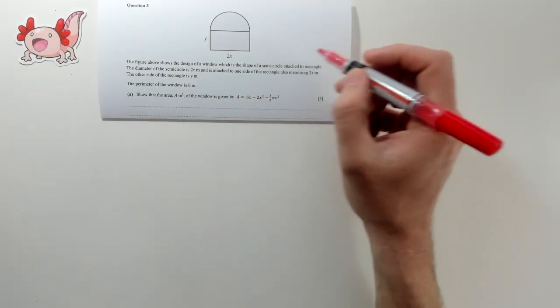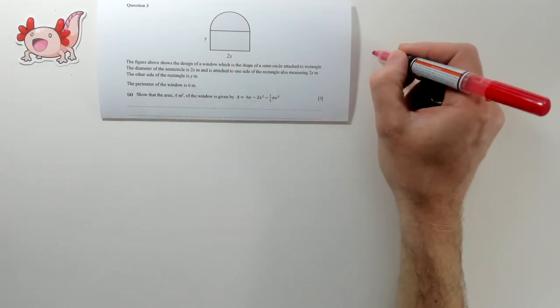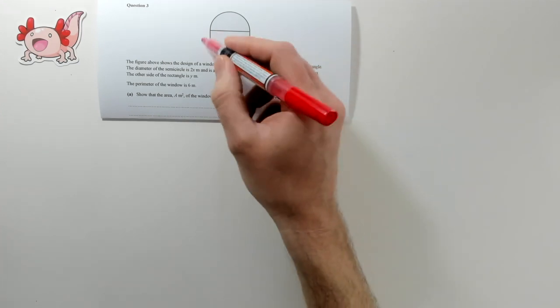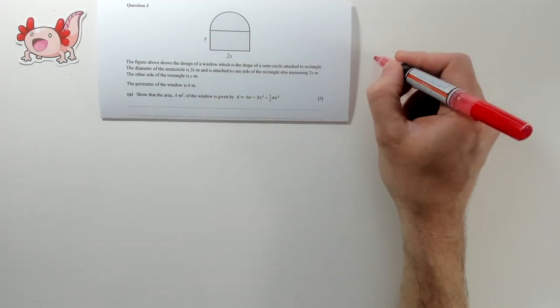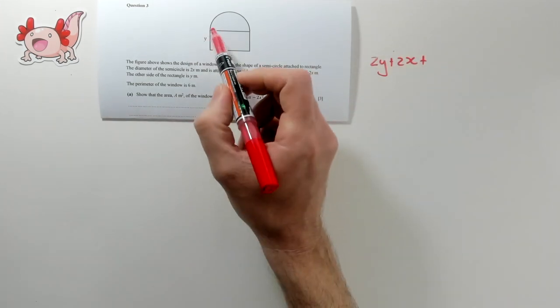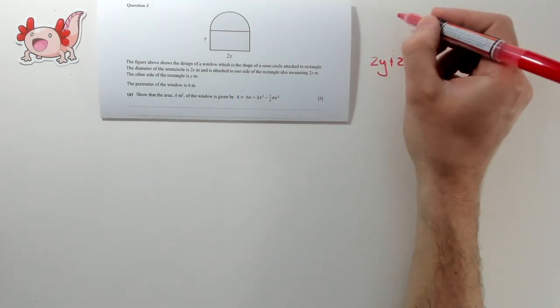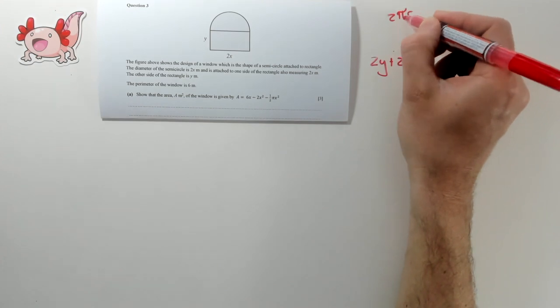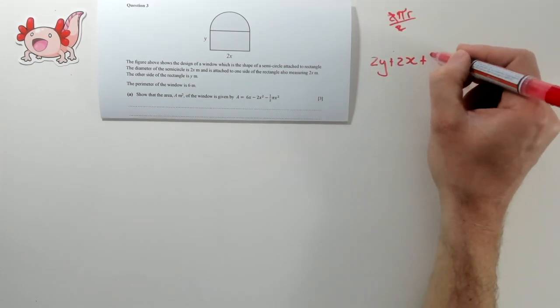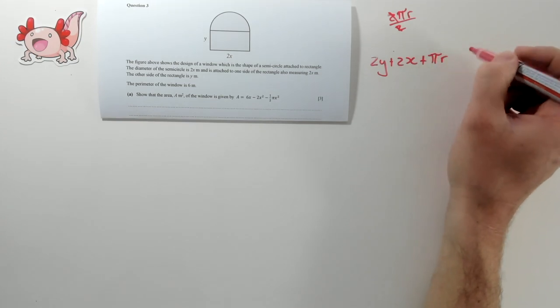And that's given. So the perimeter of this would be obviously y plus y is 2y and 2x. So that's the sides. So let's write 2y plus 2x. And then this is a semicircle. So a normal circle would be 2 pi r, but this would be divided by 2. So those would cancel out or reduce to 1, and then it will just be pi r.